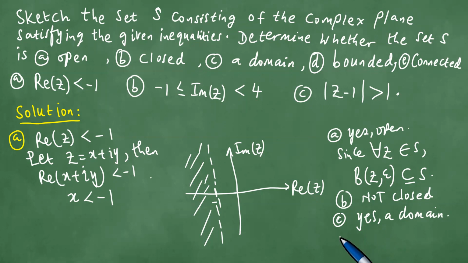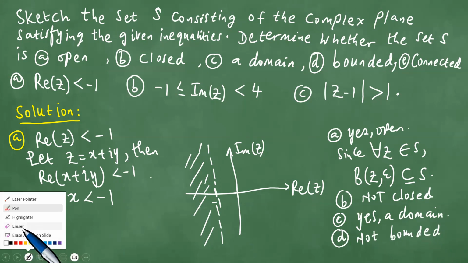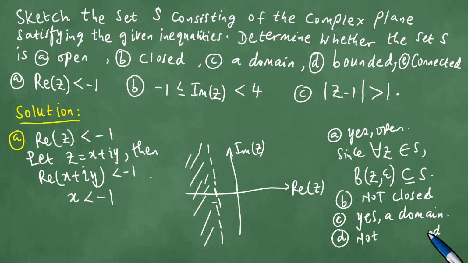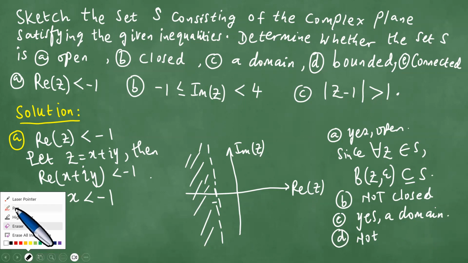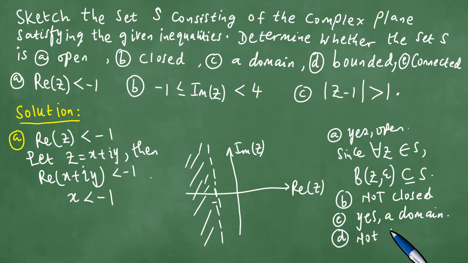And then now you look at part D. Is it bounded? Well, it is not bounded. It is not a bounded set. Why is it not a bounded set? Well, it is not a bounded set simply because it doesn't contain, so it's not bounded.